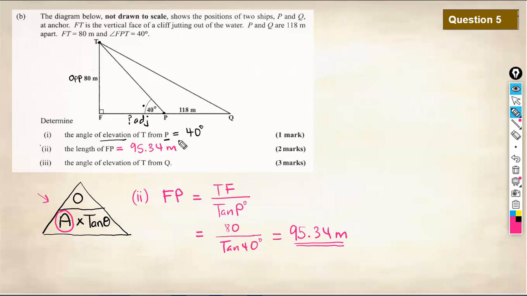Right. So the next question, I'm going to just help you out here. You want the angle of elevation of T from Q. So they're asking you for this angle here, this pink angle with the dot. That is what they're asking you to find.